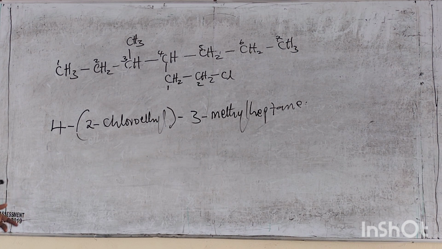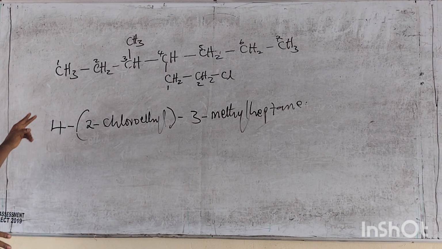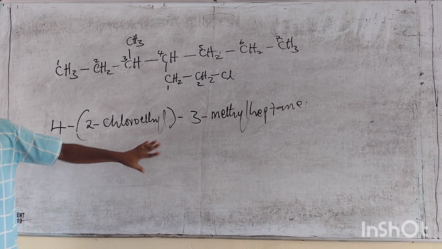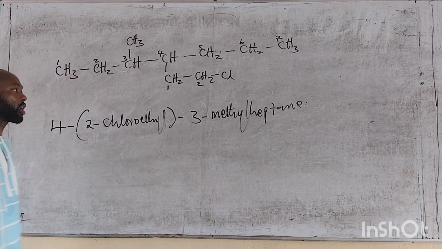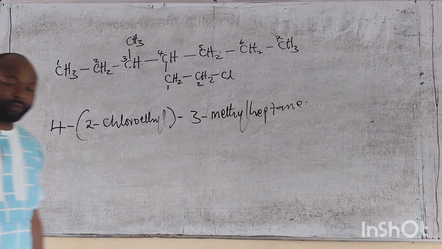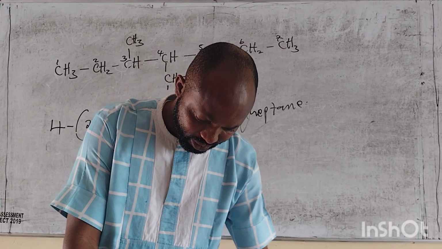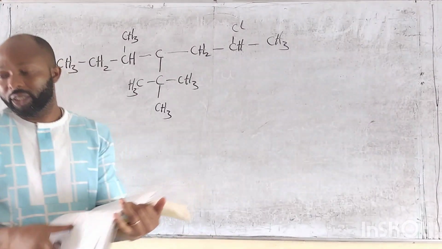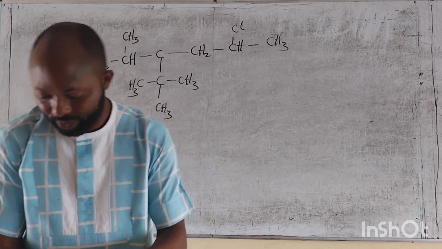When you have a substituent inside a substituent, you must first of all show that this number 4 contains another substituent inside of it. You must show it before you proceed with the naming. Otherwise, that will be wrong. Let us move further and name more. This is another example that has something inside of it.